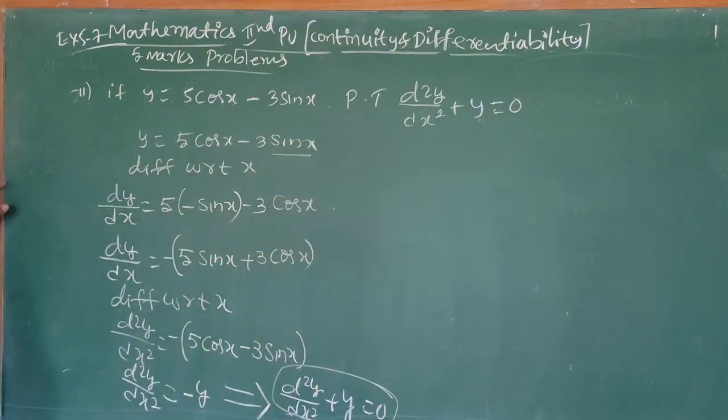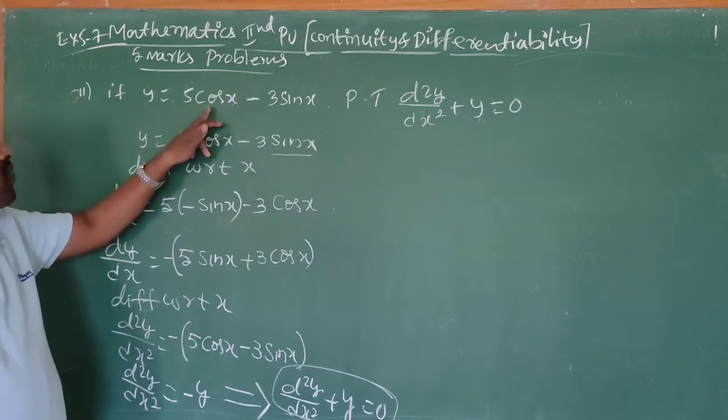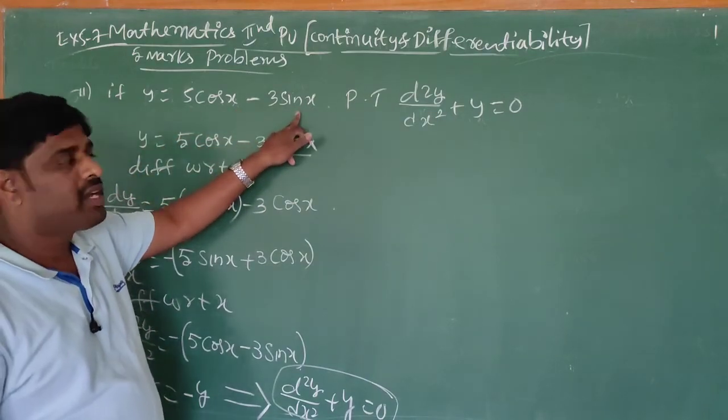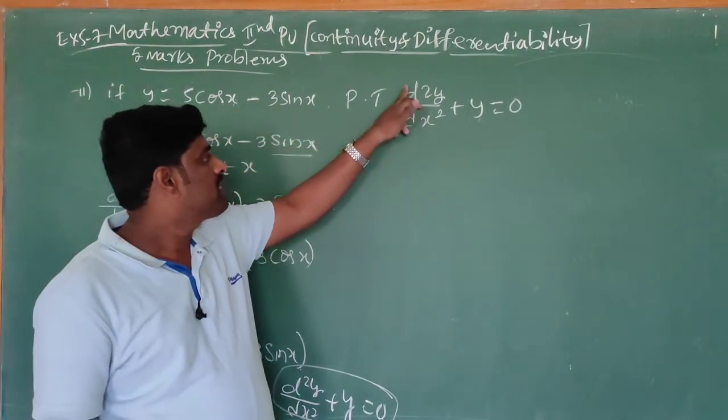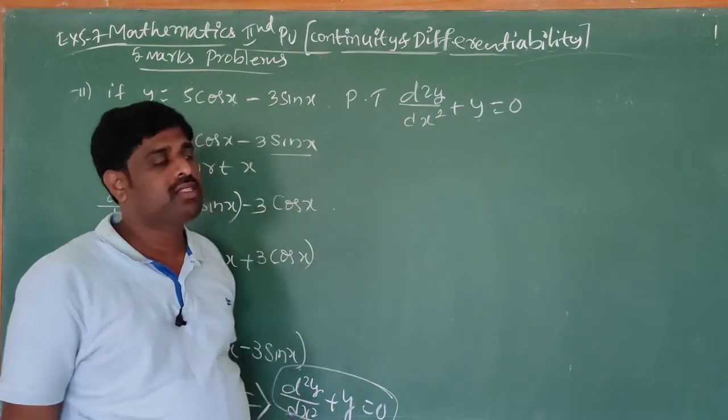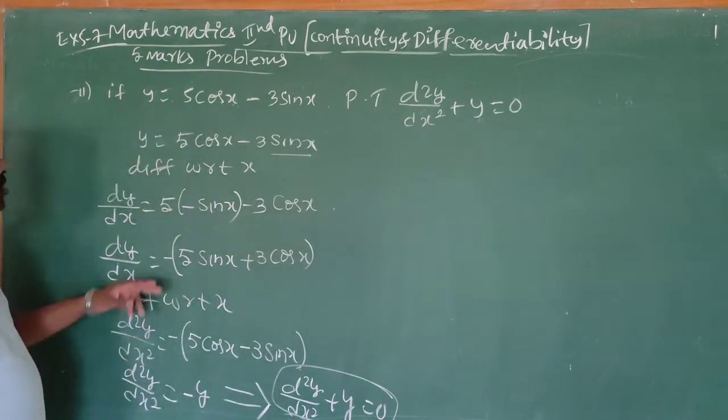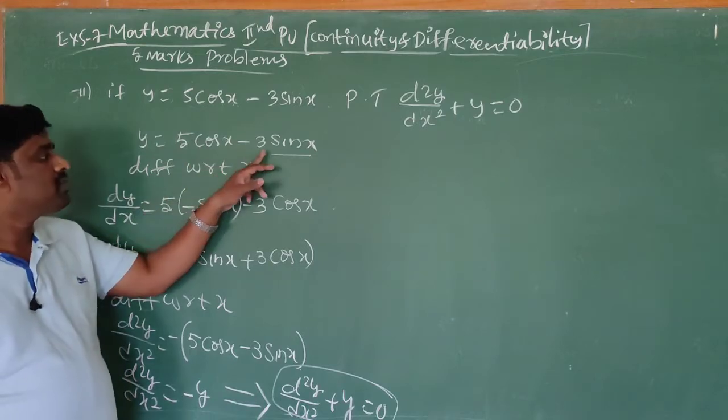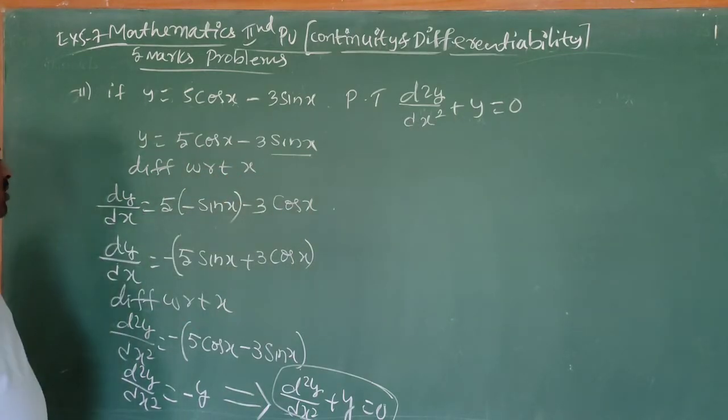So these are the 5 marks problems. y is equal to 5 cos x minus 3 sin x. Prove that d square y by dx square plus y is equal to 0. y is equal to 5 cos x minus 3 sin x.